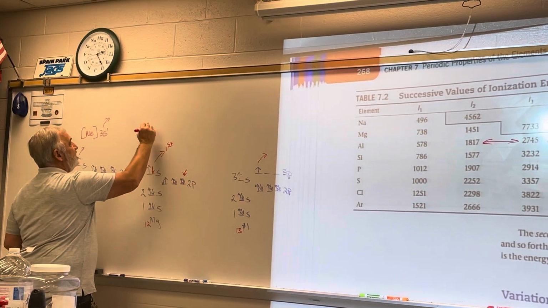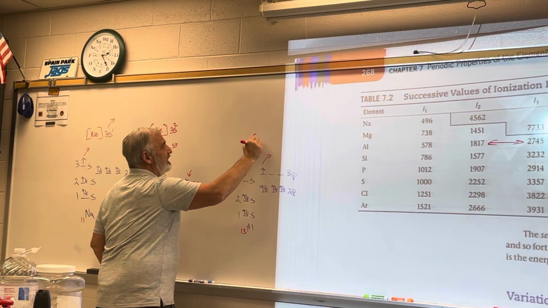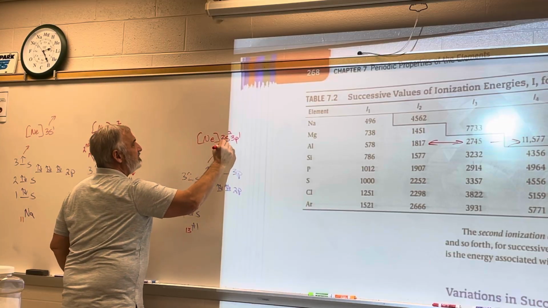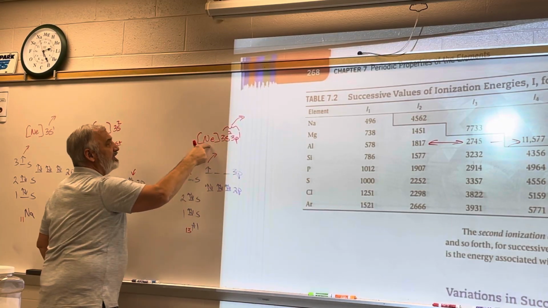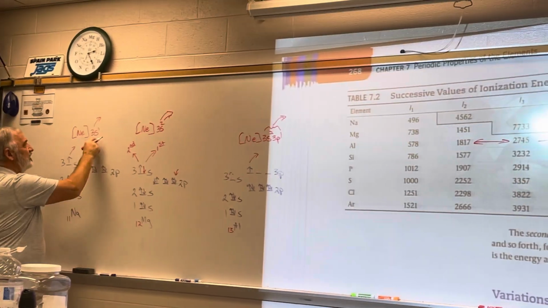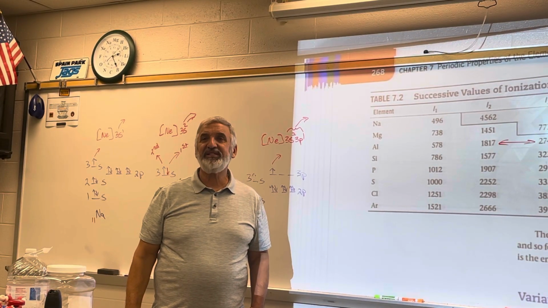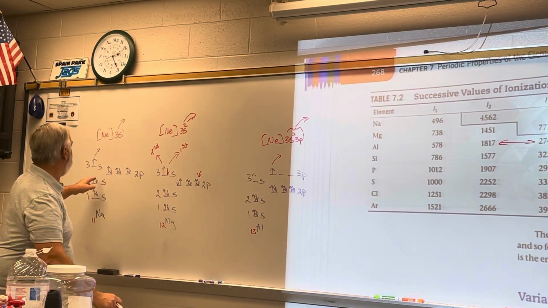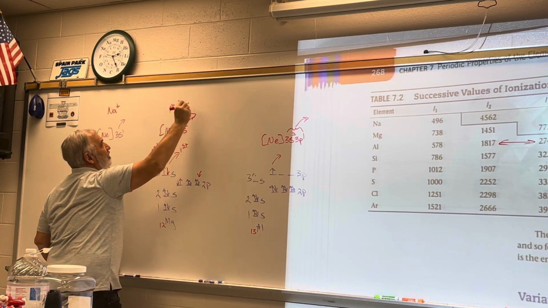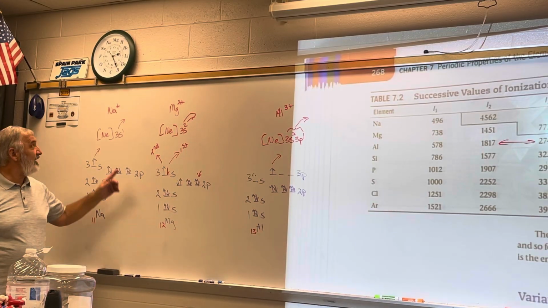So this one is neon and 3s2. This one is neon plus 3s2, 3p1. Once these go, it's isoelectronic with neon. Once these go, it's isoelectronic with neon. Once that goes, it's isoelectronic with neon. Now what do you think that means about the size? Once we have Na+, Mg2+, and Al3+, they all have 10 electrons, right?